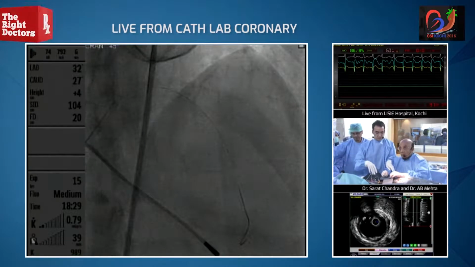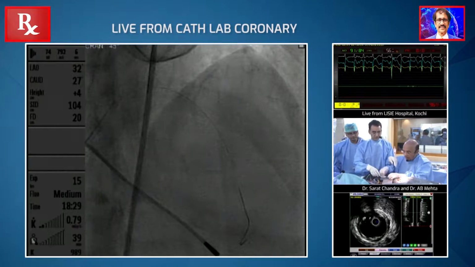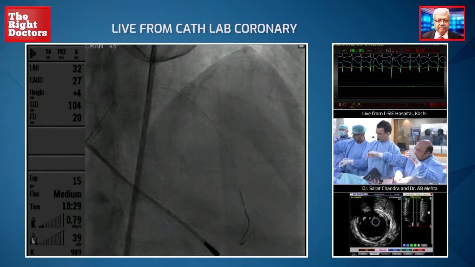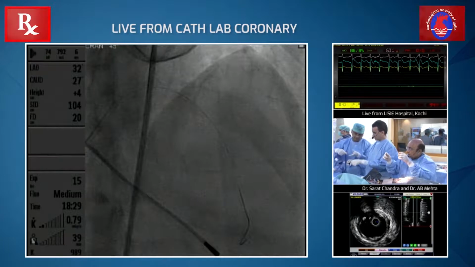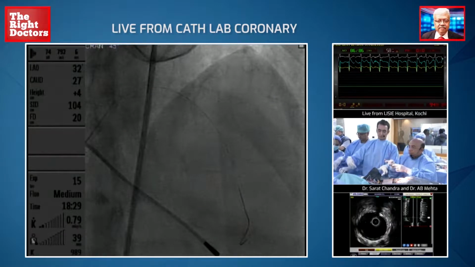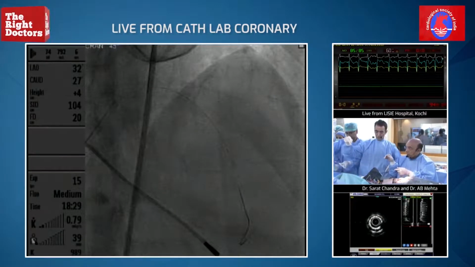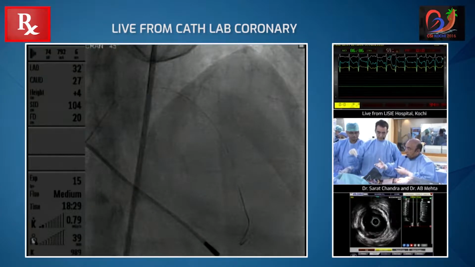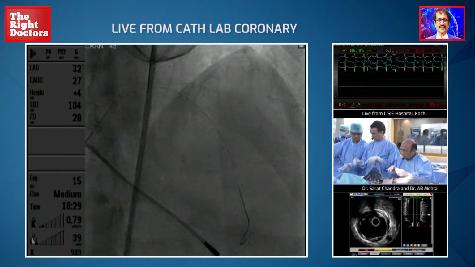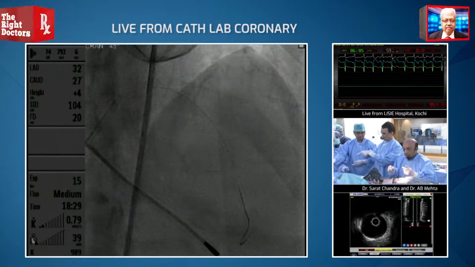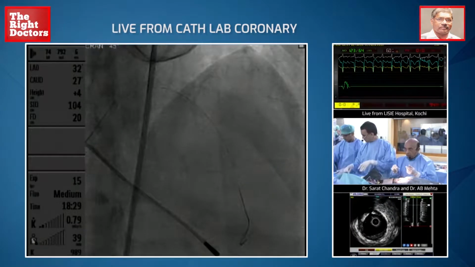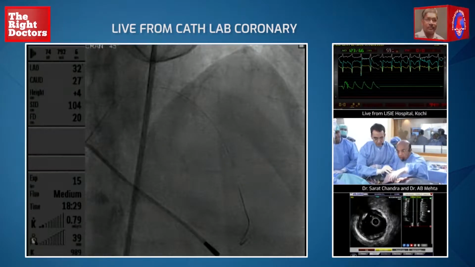And so what we've done now is an IFR pullback, okay? The long segment at the beginning of the graph is the wire being pulled back from the distal PDA into the crux, and then at about 25 millimeters along the x-axis, you see a big jump, and that first jump is the pressure drop caused by the distal lesion.